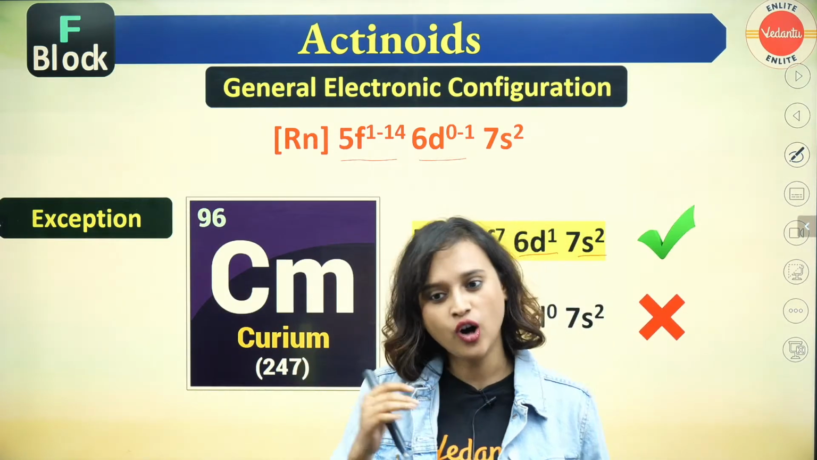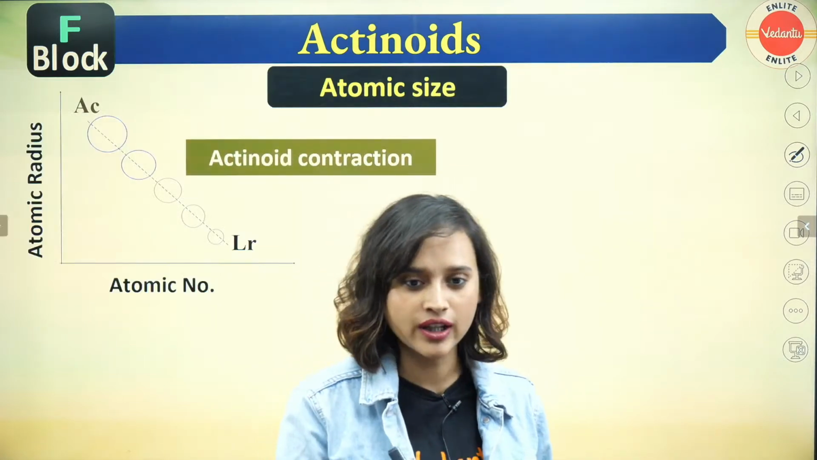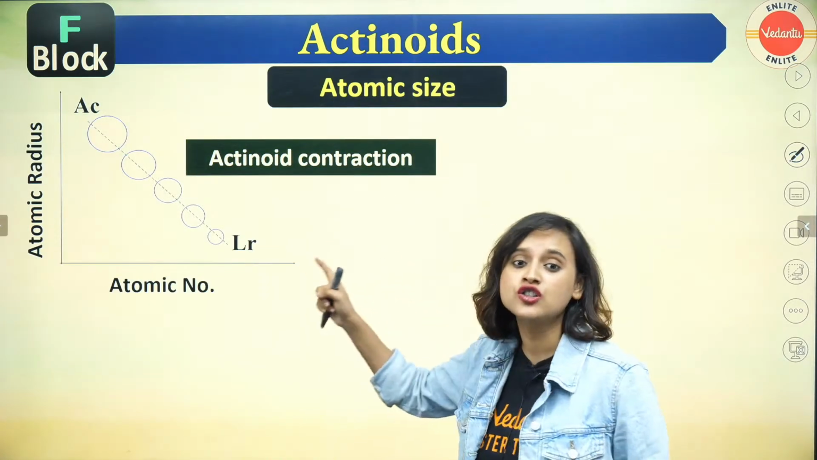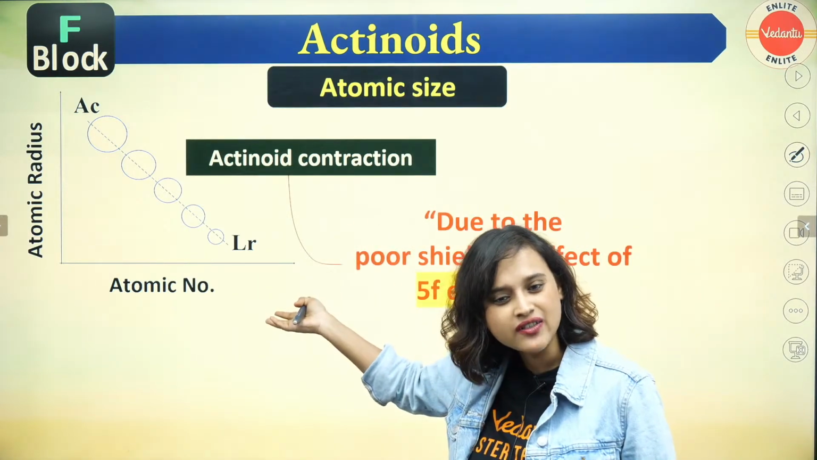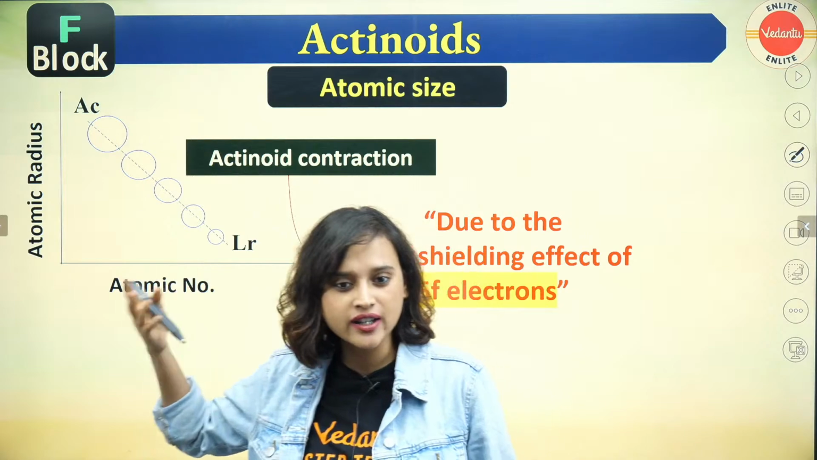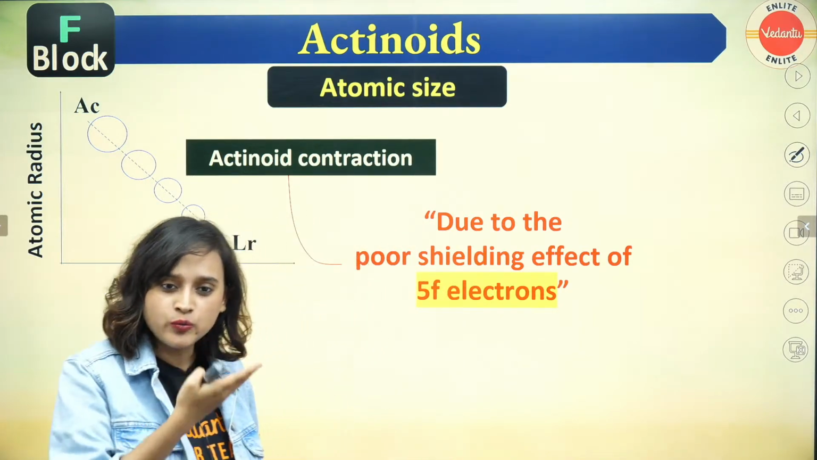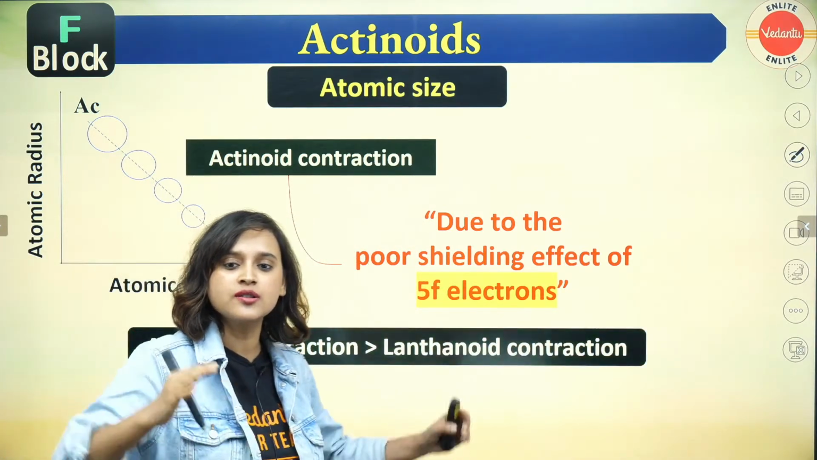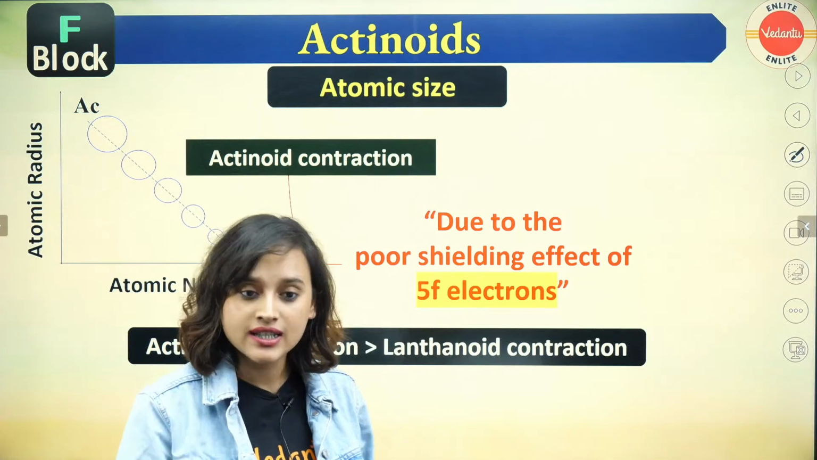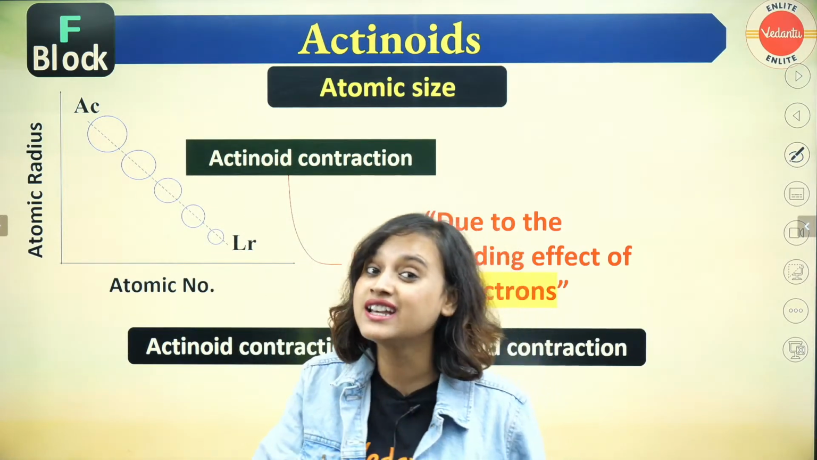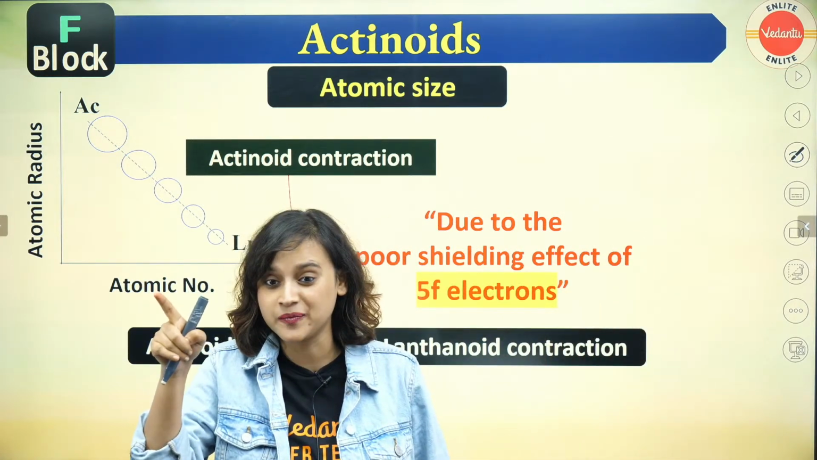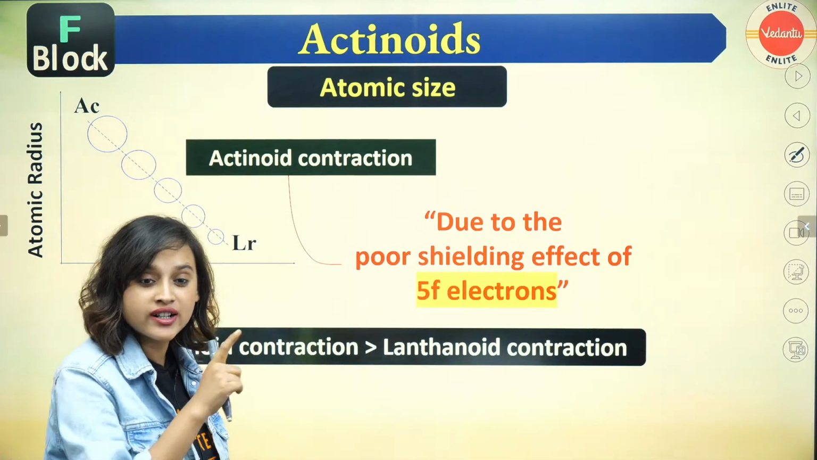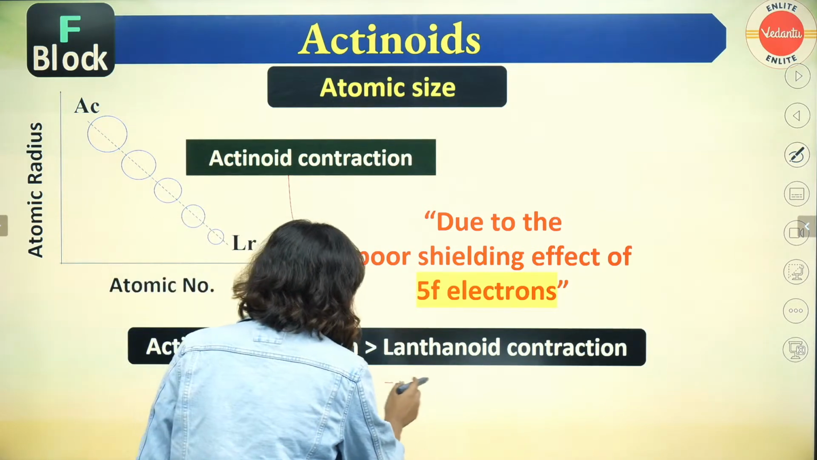6D can be 0 or it can be 1. That is what is allowed, okay? Now, here also you see actinoid contraction just like lanthanoid contraction, because again the 5F has poor shielding effect, right? Due to the poor shielding effect of 5F electrons, it shrinks, isn't it? Now one more thing: the actinoid contraction is even bigger than lanthanoid contraction.